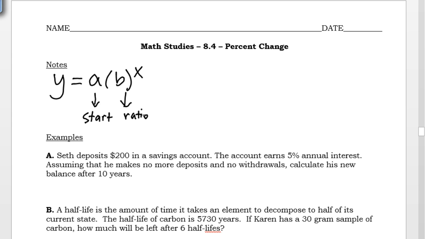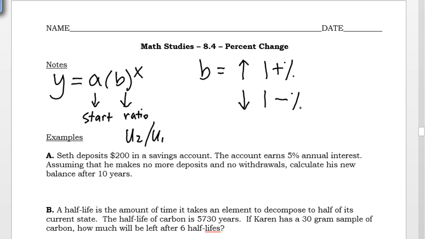But rather than doing what we did yesterday, which was dividing consecutive terms to get the ratio, we're going to be working with percentages, percent change. So now to get the ratio, if you are in an increasing situation, you take 1 plus whatever percentage you're given as a decimal. If you are in a decreasing situation, you would do 1 minus whatever your percent is as a decimal. So for example, if I had a 12% increase, I would do 1 plus 0.12, and that is 1.12. So the 1 plus represents 100%.